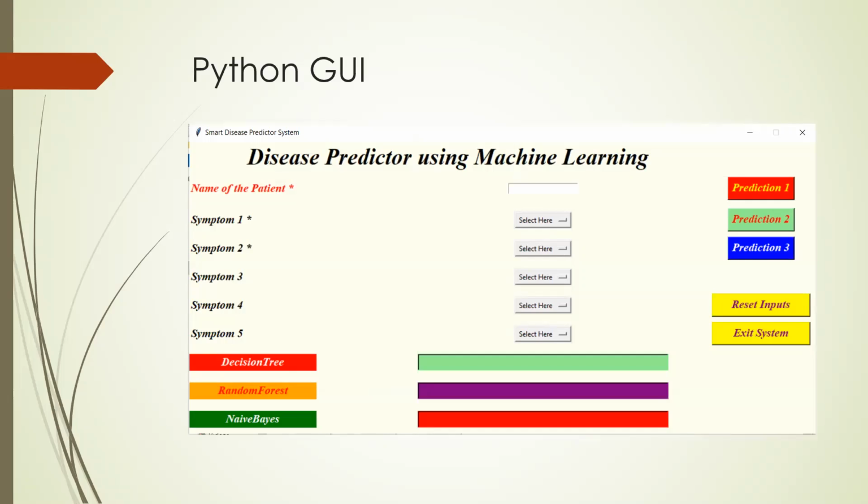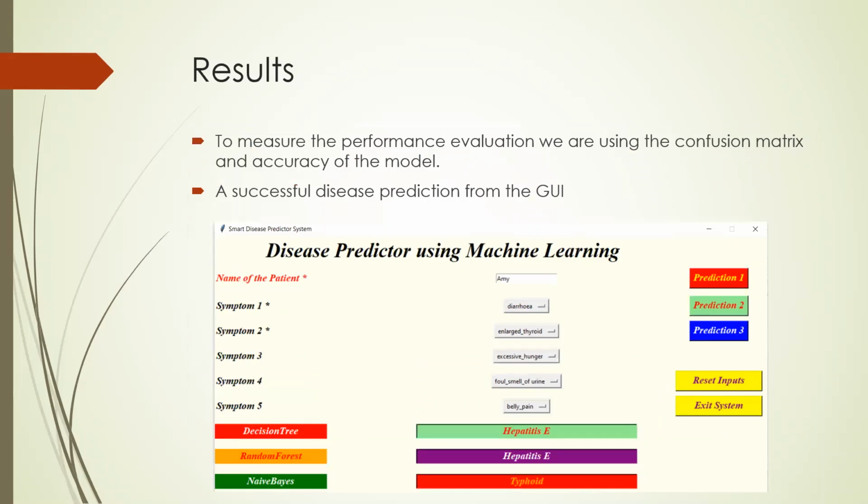So this is how our Python GUI we have designed, where we would be taking the name of the patient and then select the symptoms for the disease that the patient is suffering from, and then use prediction options to select the prediction of diseases. And then the results we would be getting here. You can see I did select prediction 1 and prediction 2. It shows both hepatitis C, and for prediction 3 it shows typhoid. That's how our model works here.